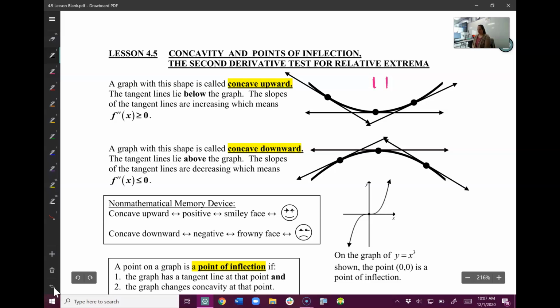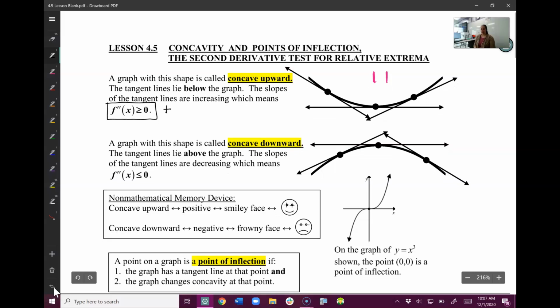Also means, this is a big one, your second derivative is positive, greater than 0. That's concave up. The second derivative is positive. Next, I have a graph with this shape, concave down. And this is where all our tangent lines lie above the graph, aka frowny face. So this is where your second derivative is negative.